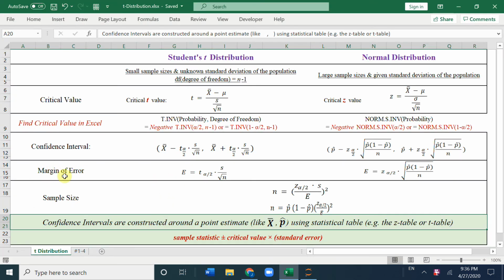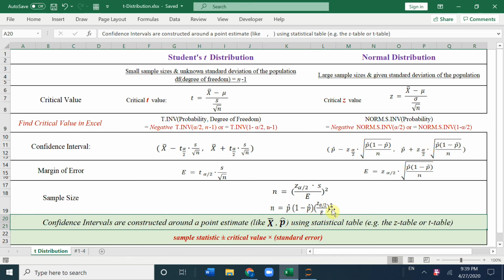And we have the margin of error formulas. For the t-distribution, you use S, the sample standard deviation. Here it is the population standard deviation. Then we can get the confidence interval. For the t-distribution, the point estimate x bar, the sample mean, minus the margin of error is the lower bound, plus the margin of error is the upper bound. Here, p hat is the sample proportion, minus this margin of error is the lower bound, plus it is the upper bound.